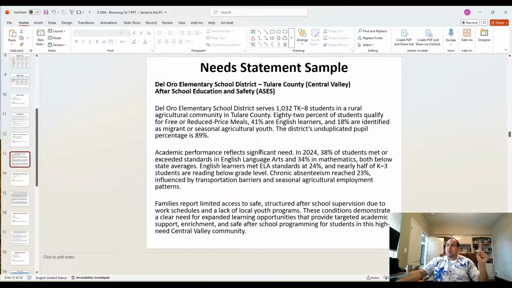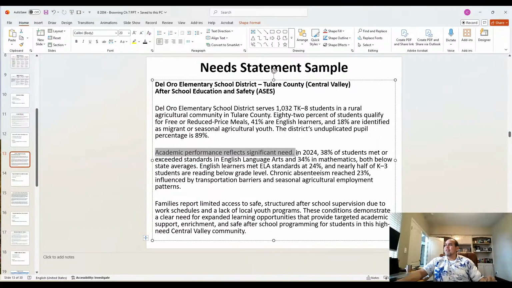Remember, I told you the most important sentence is the first one? There you go. They tell you exactly what the need is before they give you the details. Okay. In 2024, 38% met or exceeded the standards in ELA and 34% in math, both below state averages. So they're comparing it to the state. English learners met ELA standards at 24%, right? So they give you all the data.